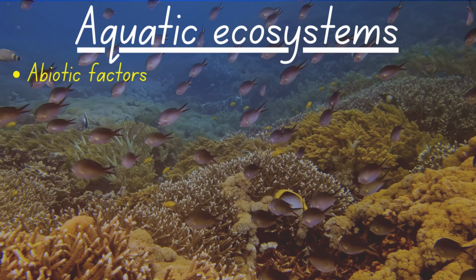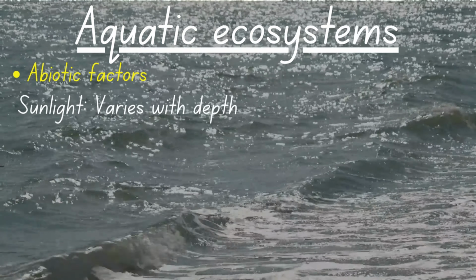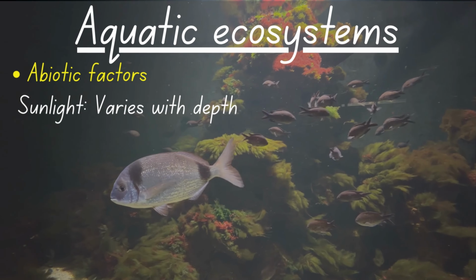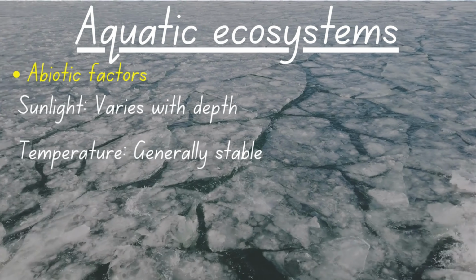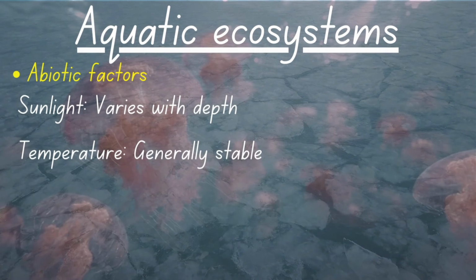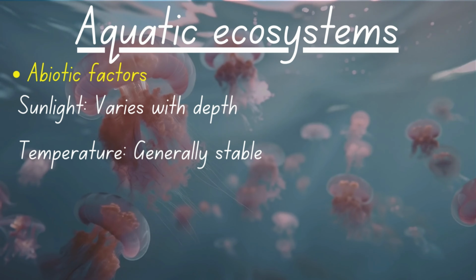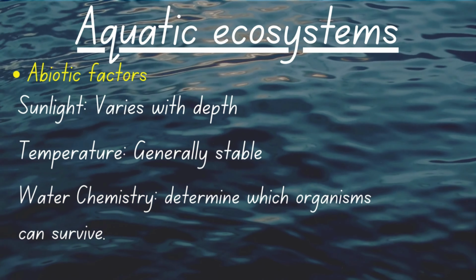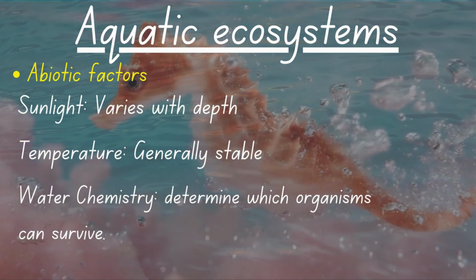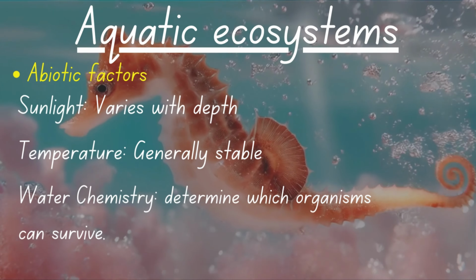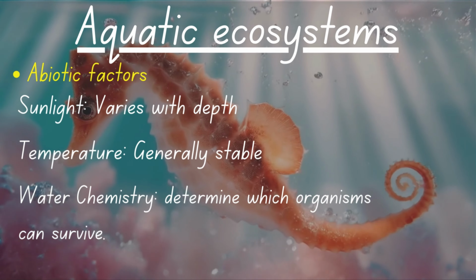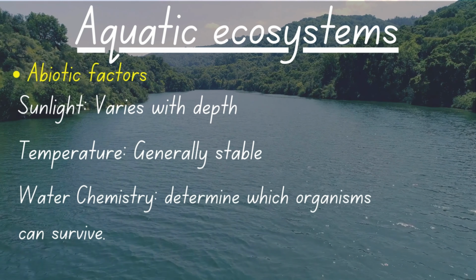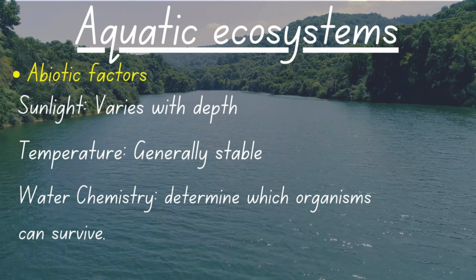Starting with the abiotic factors, sunlight penetration varies depending on water depth, influencing which plants and algae can grow. Temperature is generally more stable than on land, but it can differ between shallow and deep waters. Water chemistry, including oxygen levels, salinity, and mineral content, plays a vital role in determining which species can survive. And of course, the physical environment, from flowing rivers to still lakes, affects how organisms live and interact.